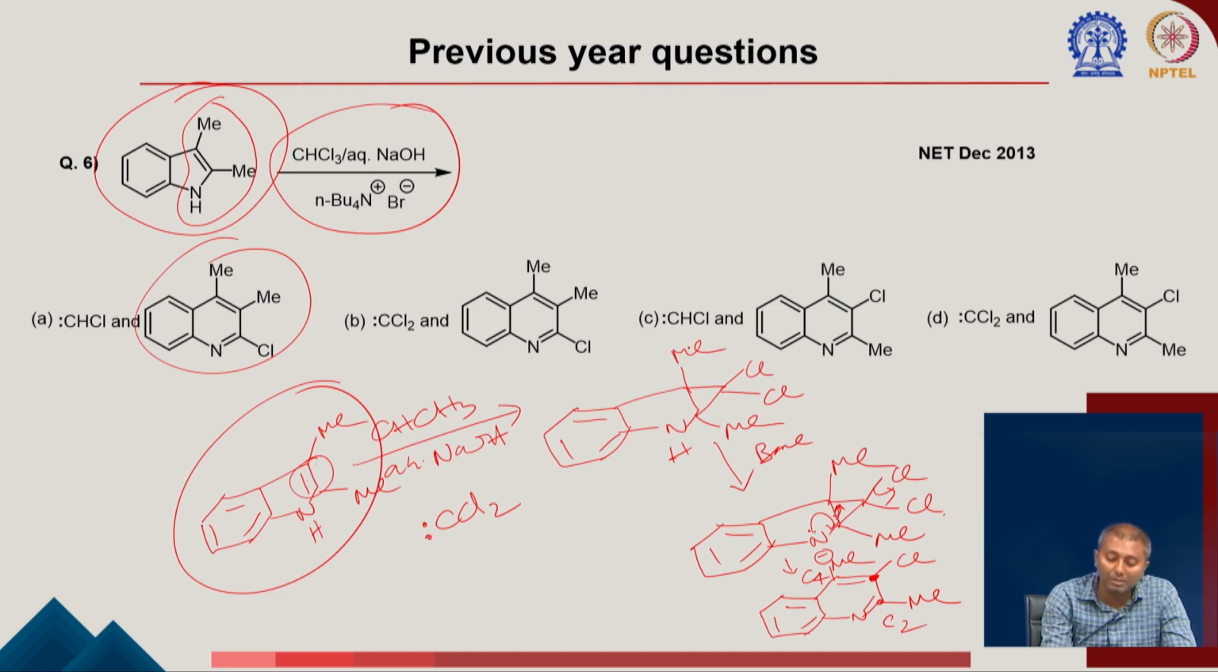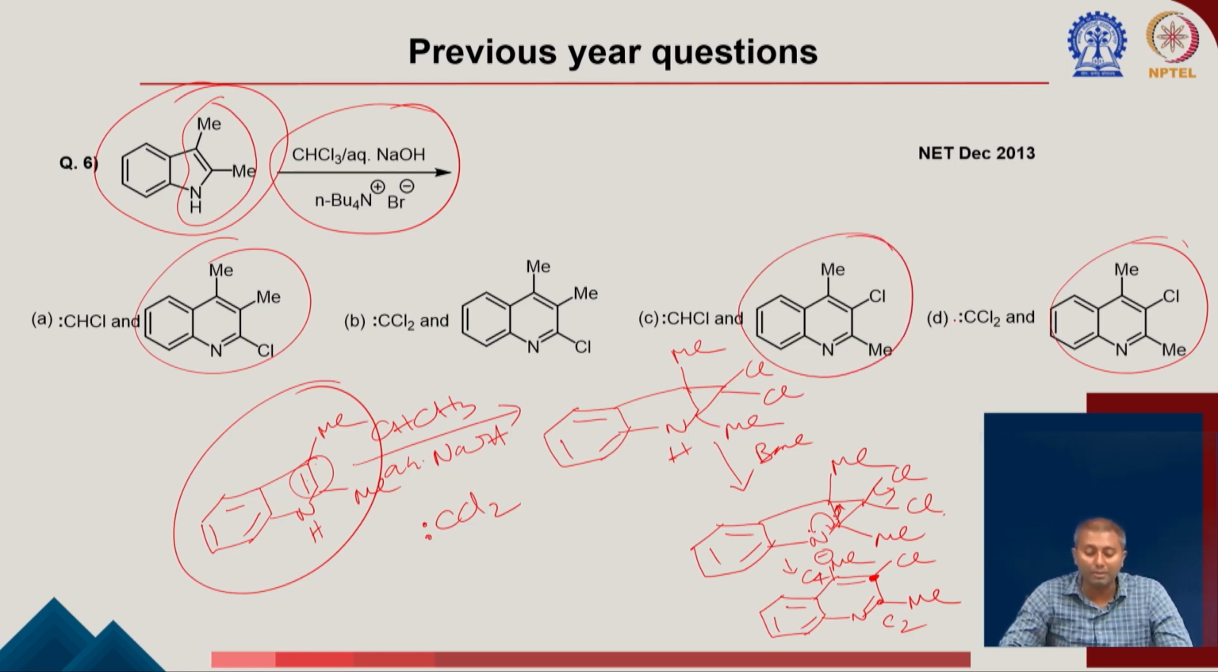Now you can see the answers, answer C and answer D. Both have the very same final product, but in C and D one thing is different. In one case it says CHCl is the carbene, in the other case it is CCl2. You clearly understand CCl2 will be the corresponding carbene, then only you can get to this corresponding product. So option D will be the correct option.